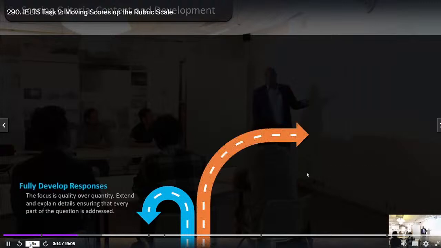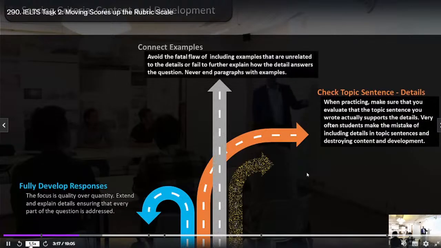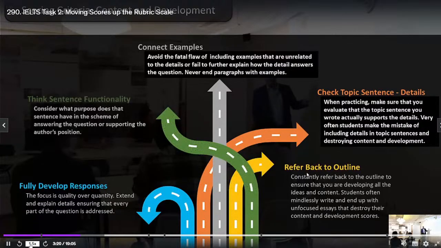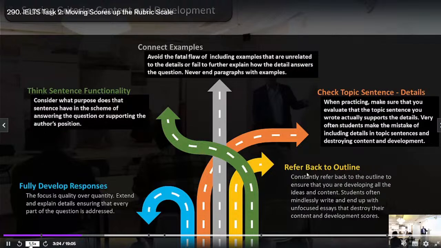Some other things to consider in terms of content and development: give fully developed responses, connect your examples. If you don't connect your examples, and what I mean by that is people sometimes just give an example without truly explaining how that example supports or answers the question, or the example does not support the detail.